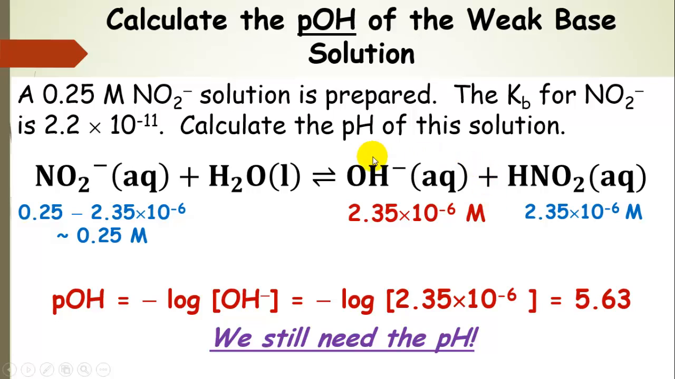And because it's the hydroxide ion concentration, remember, we can't calculate pH directly from that. But we can calculate pOH. And so if we plug in our hydroxide ion concentration into negative log of this hydroxide ion concentration, we're going to get 5.63 as the pOH. Now we still need the pH. We're not done yet. We have the pOH.